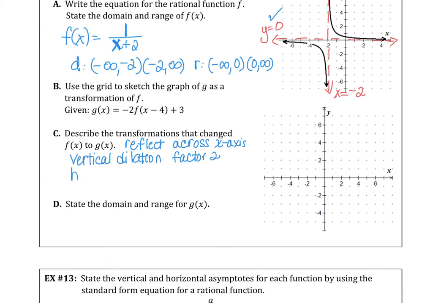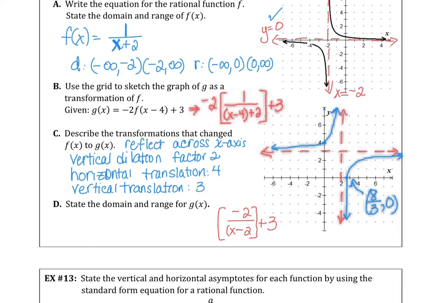We've got a horizontal translation. That's moving 4 units to the right. And we've got a vertical translation. That's moving 3 units up. So try to sketch that graph without watching my work.